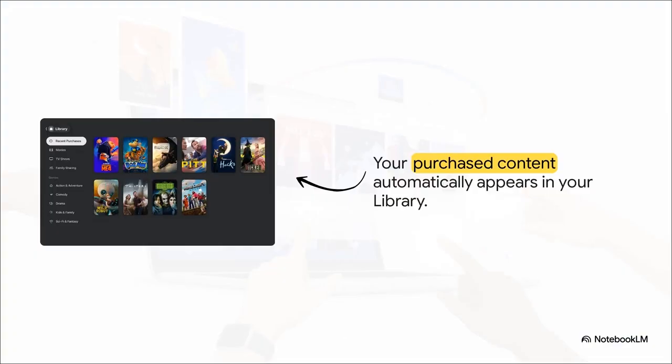And once you do buy or rent something from the store, it magically drops right into your library tab. Every single movie or TV show you've ever bought lives securely right here in this section. Your newest stuff is right at the top, and it even automatically sorts everything by genre: action, comedy, sci-fi, you name it. Browsing your personal collection is seriously a snap.